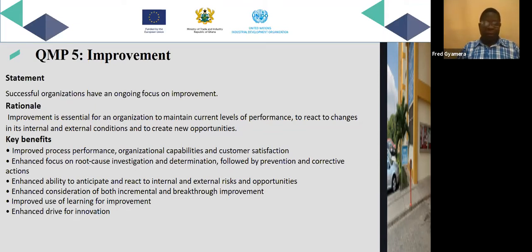Enhance consideration of both incremental and breakthrough improvements. Improvement is key for you to grow your business. Improve use of learning tools and techniques for your improvement activities. And it also enhances your drive for innovation. So that's how you do it all the time. It applies in quality management system. Find a way of doing it better.